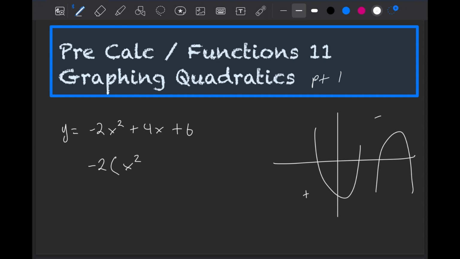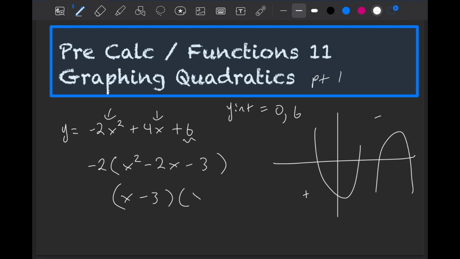to basically get x squared minus 2x minus 3, and then we're going to factor this down because that would allow us to figure out where the intercepts are, at least the x-intercept. Y-intercept we can just plug in 0 for x, and we will just get the constant 6. And then for the x-intercepts, we have this. So if we try to factor this, we will get x minus 3, and then x plus 1.